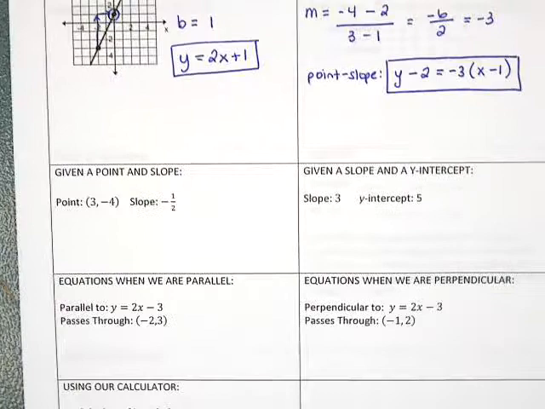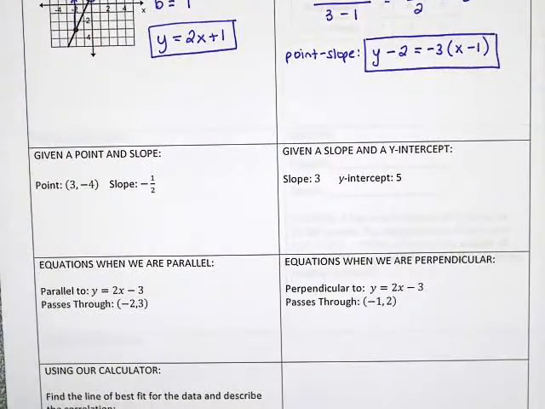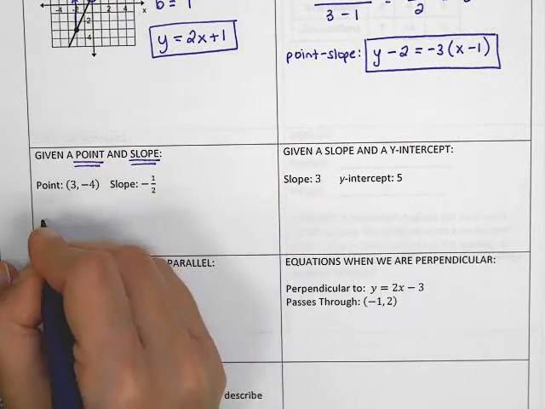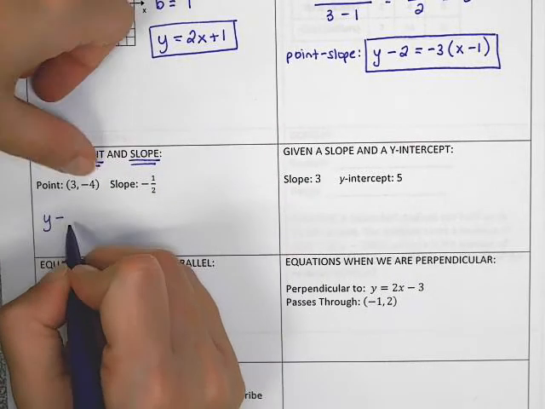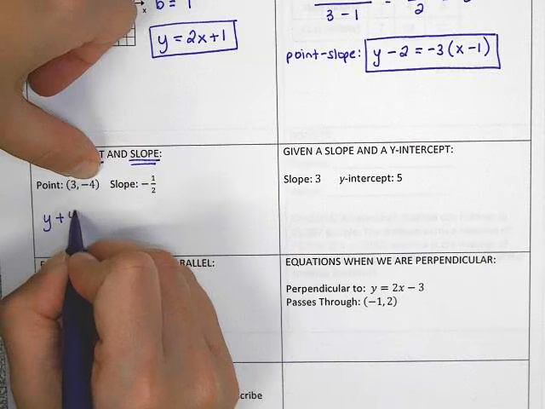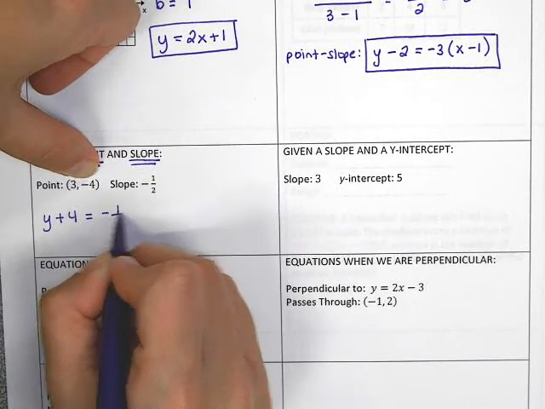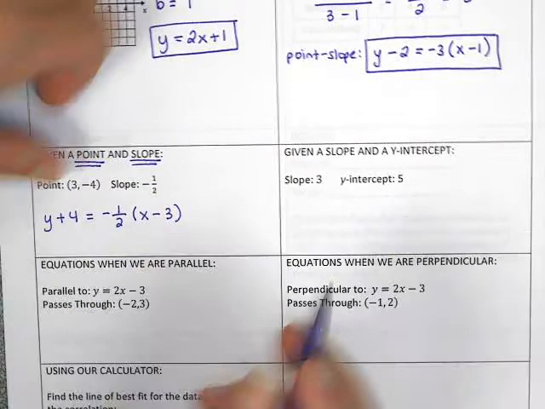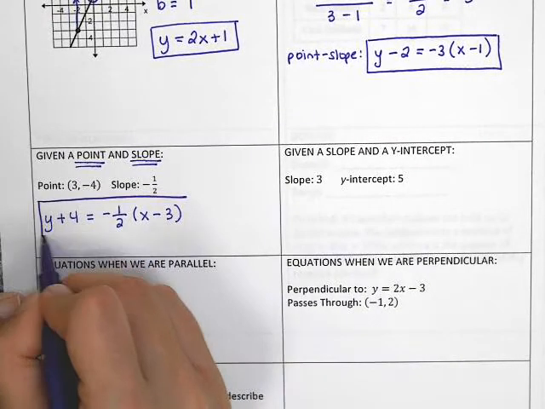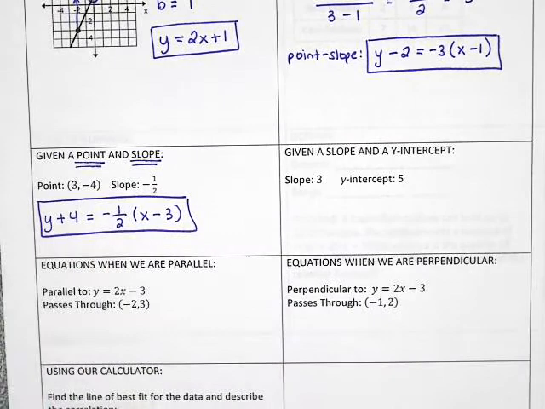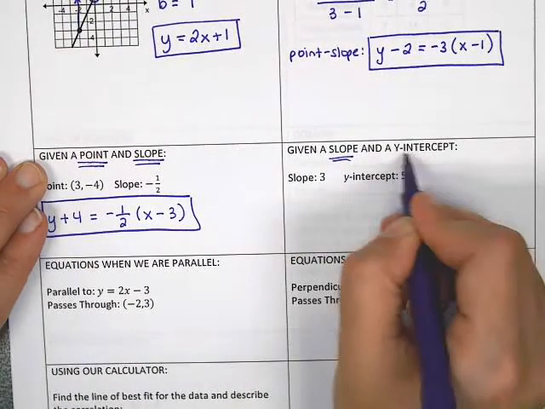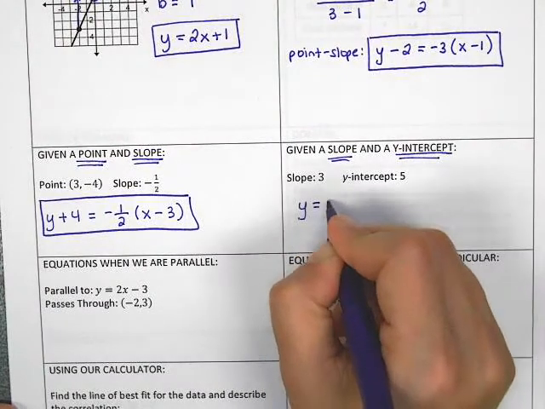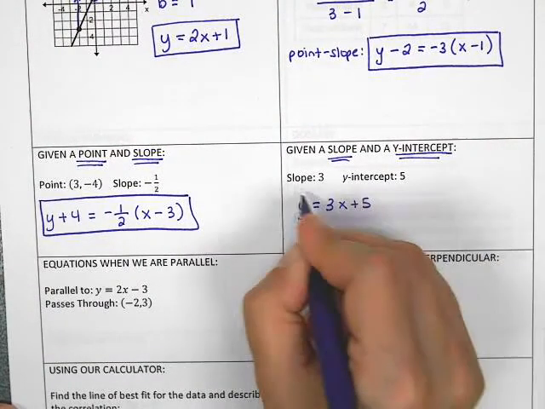Now if I specifically give you a point and a slope, this is a good time to use point-slope form. It's kind of in the name. So I would do y, and then minus a negative becomes plus 4, equals negative 1/2, and then x minus the 3, and I'm done. That's point-slope form. If I give you a slope and a y-intercept, it's probably a good time to use slope-intercept form. So y equals 3x plus 5, and I'm done.